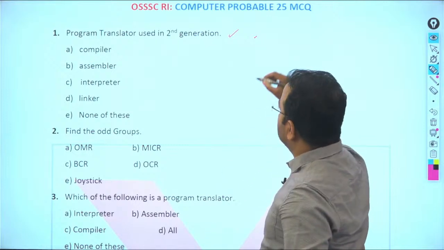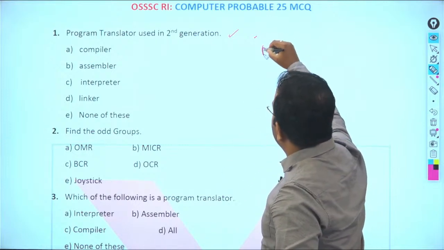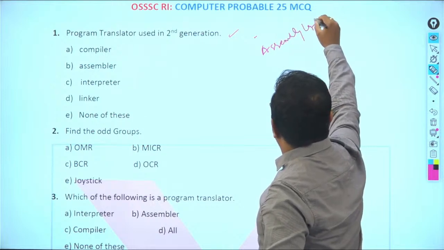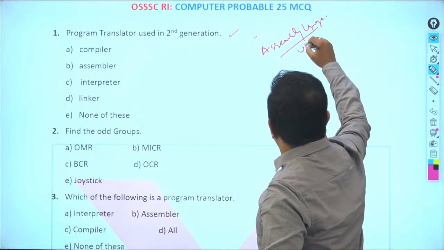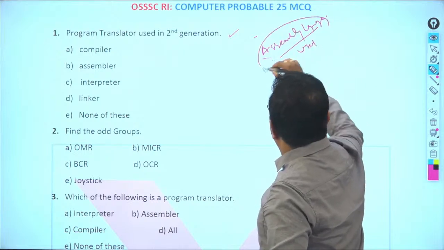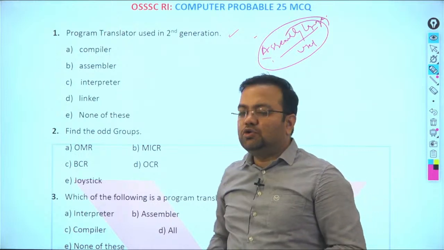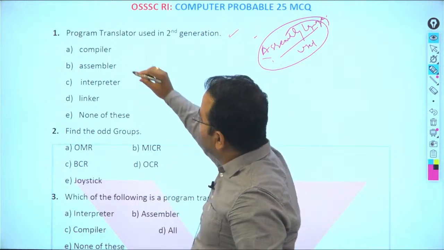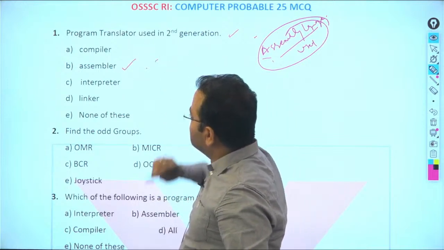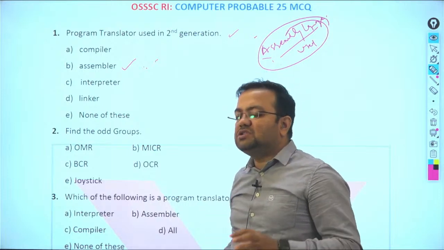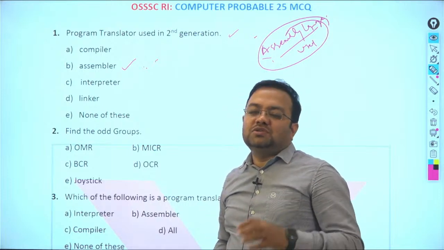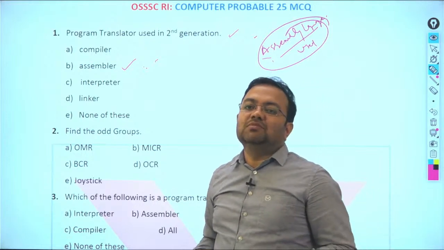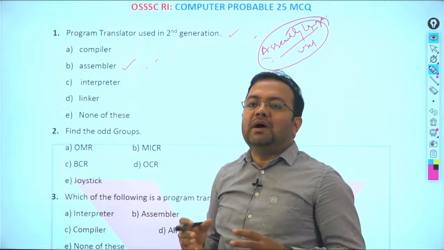So students, as we know, in second generation assembly language was used. So for converting the assembly programming language into binary code, the translator which was used is known as assembler. So from these above options, the answer is assembler. So students, remember that assembler is a program translator which was basically used in second generation in order to translate the assembly language instruction code into binary form.